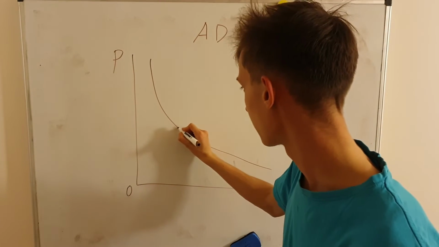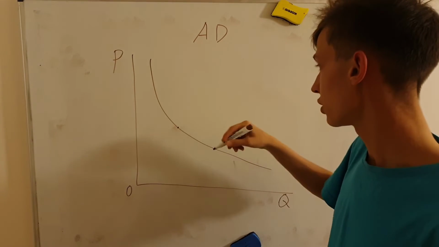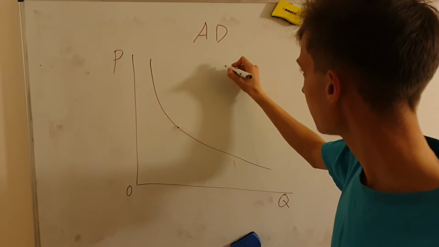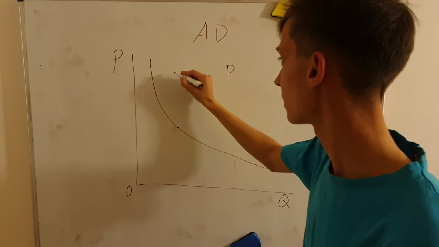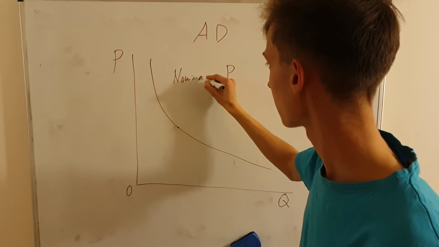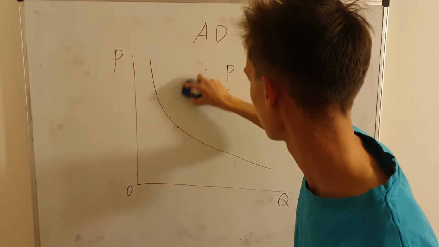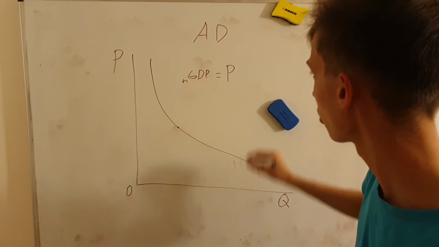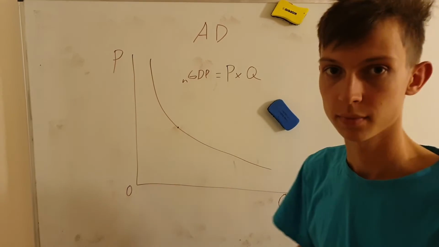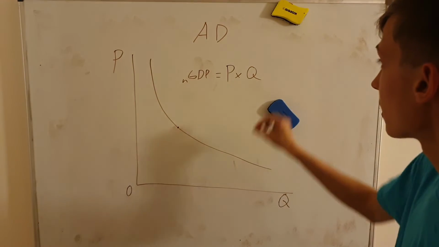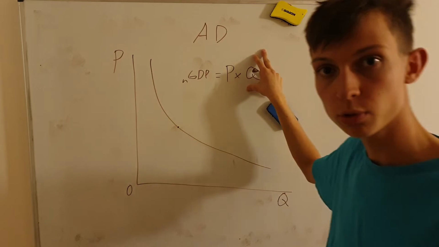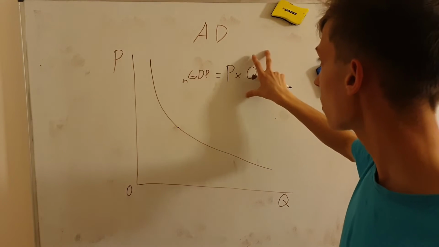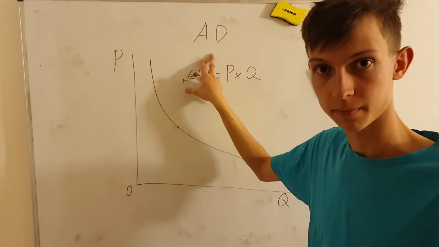Now, there's another relationship which is strongly connected to this idea. It says that nominal GDP, or for shortcut you can just say nominal GDP, maybe write it like this, is going to be P times Q. And that means that the price level times the total output of the economy will equal the nominal GDP.